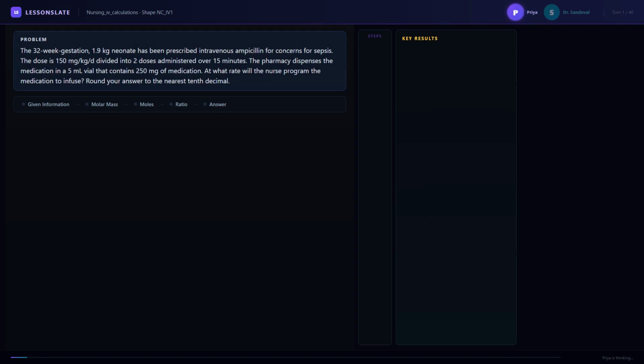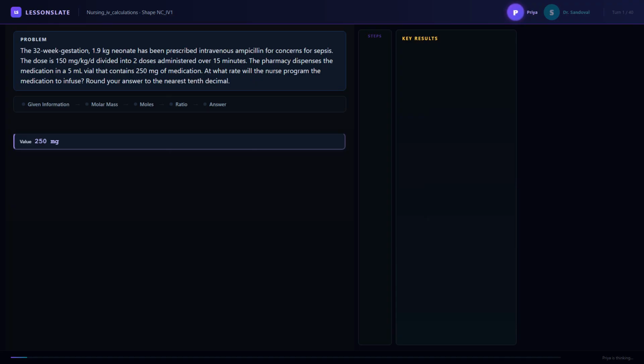Dr. Sandoval, I'm trying to get my head around this one, but I want to double check I'm understanding what it's asking for at the end. The problem is, the 32-week gestation, 1.9 kilogram neonate has been prescribed IV ampicillin for concerns for sepsis. The dose is 150 milligrams per kilogram per day, divided into 2 doses administered over 15 minutes. The pharmacy dispenses the medication in a 5 milliliter vial that contains 250 milligrams of medication. At what rate will the nurse program the medication to infuse?